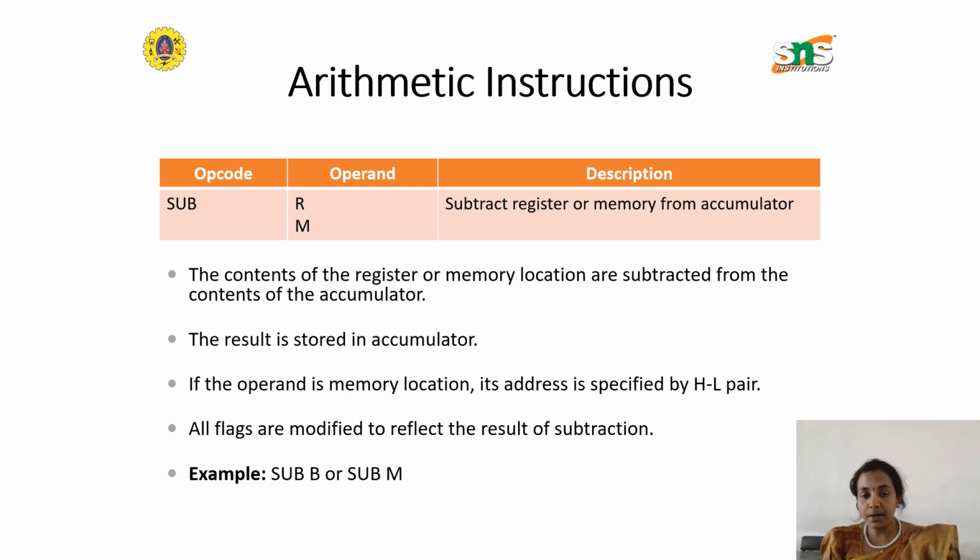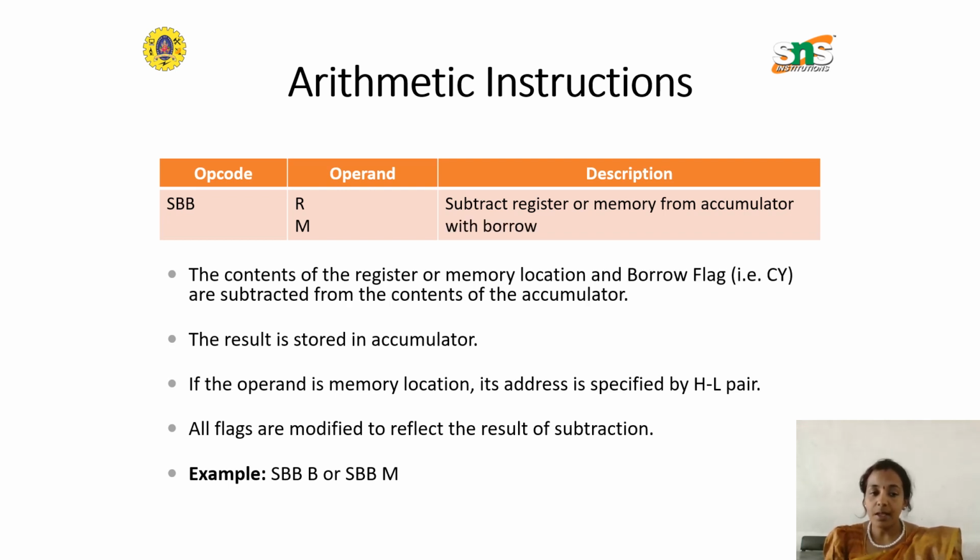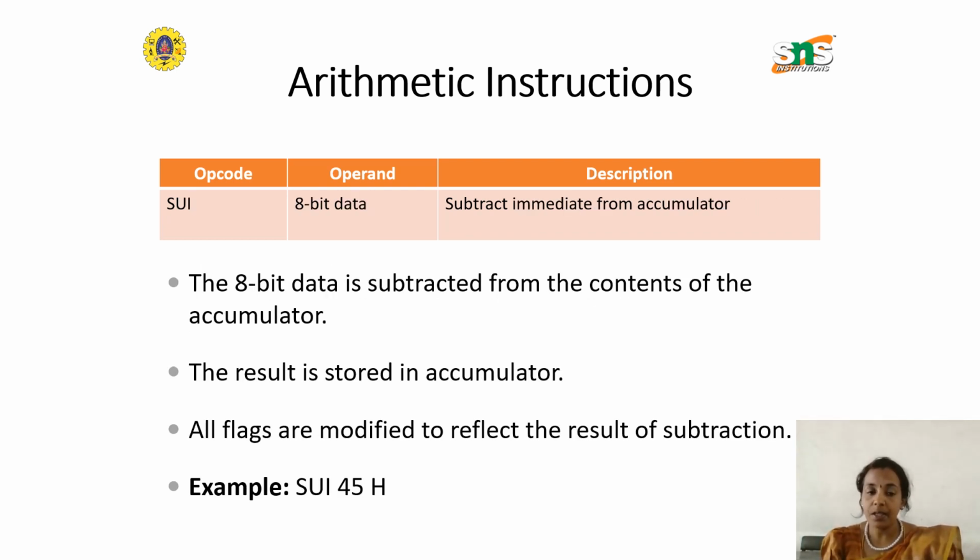SUB R means subtract register or subtract the contents from the memory. So SUB R means subtract the contents in the register R from the accumulator and store it in the accumulator. SUB M is the next instruction. SBB R means subtract the contents with the accumulator and borrow is also there. SBB M means subtract content pointed by the HL register pair, store it in the accumulator, borrow is there.